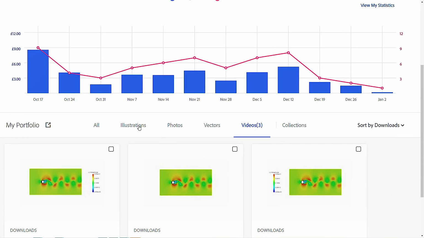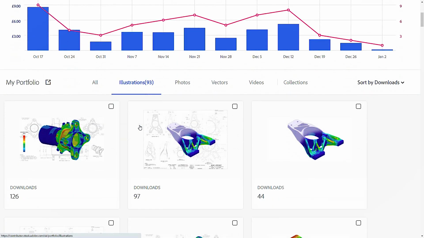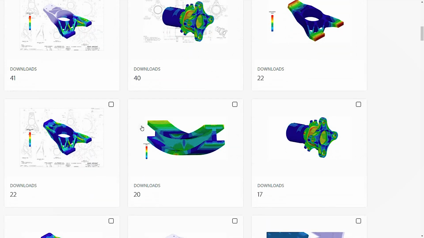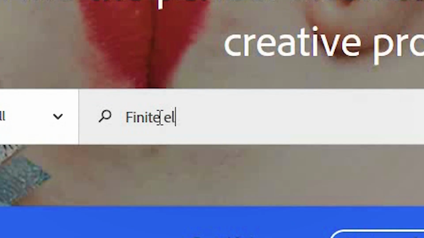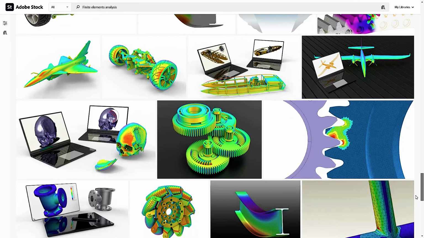The bulk of these are based upon computer-aided engineering software packages that show mechanical stress in a component, known as finite element analysis. So most of my assets on Adobe Stock are niche content. If you search for finite element analysis, you get 6 pages of results, many of which are just my images. It's clear that some people have copied me.